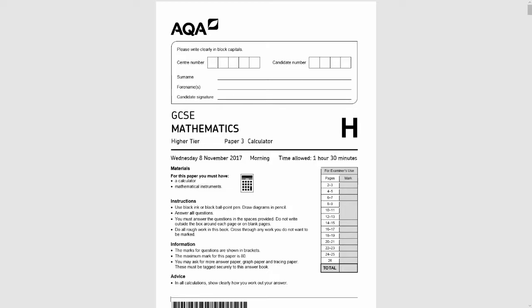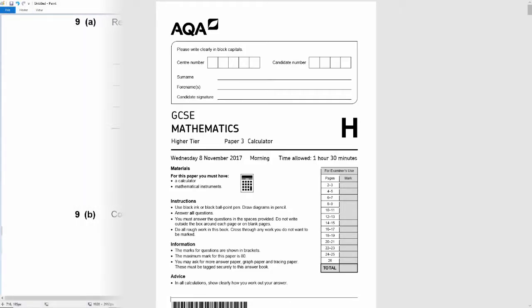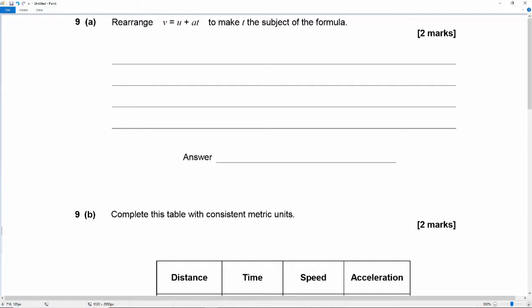In this video we're going to be looking at the November 2017 past paper of the AQA GCSE 8300 series. This is the third paper in the higher tier. It is a calculator paper, so we are allowed to use calculators. And we're picking up in question 9. Part A says rearrange v equals u plus at to make t the subject of the formula.